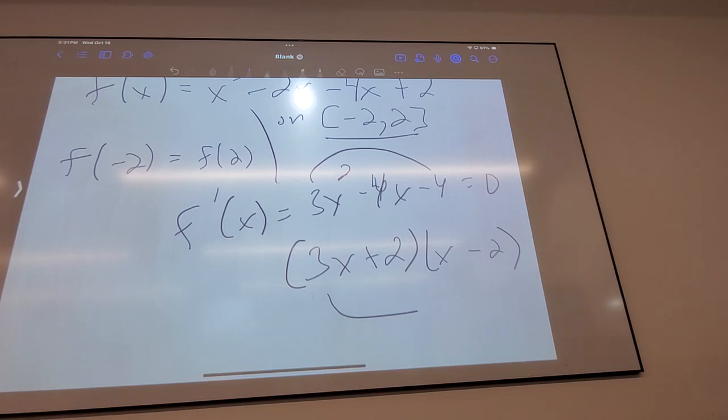Alright, so where is this equal to 0? At 2 and negative 2/3. So does this work? No, because it's not inside. It's at the end point. Did I find a point inside? Is negative 2/3 in this interval? Yes. Wait, why can't it? This is at the end point. It's got to be inside the interval.